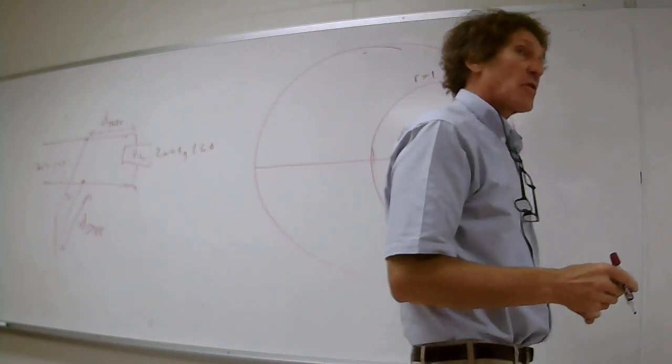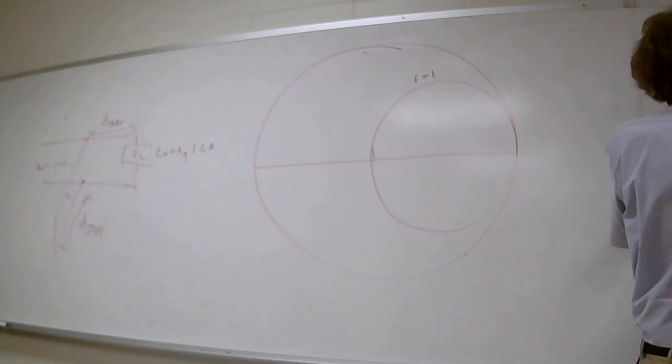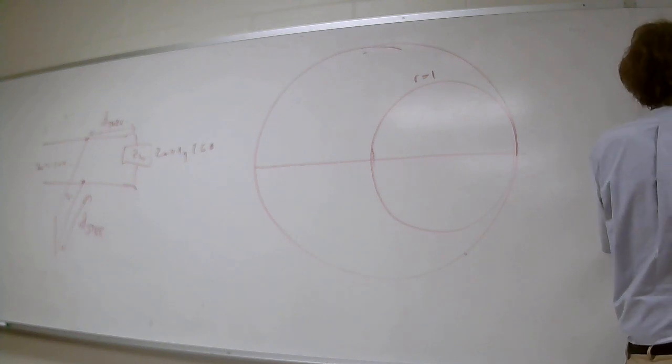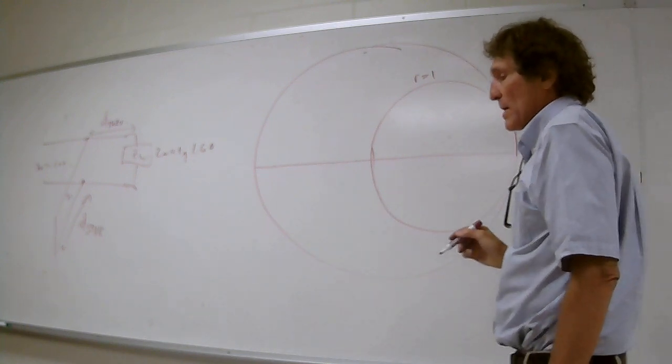For starters, I always start this way: find the normalized impedance. That's equal to 200 plus j160 over 100, so it's just going to be 2 plus j1.6. That's the first thing. We'll plot that point in a second.